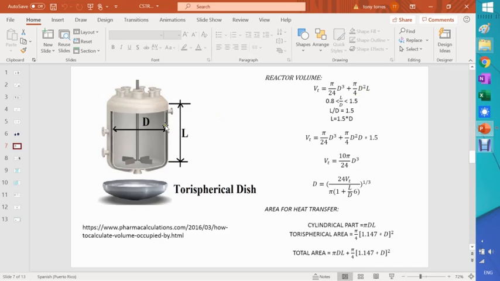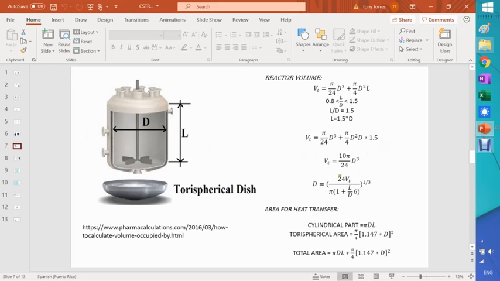Now, L over D is a ratio, and where I used to work, L/D was mostly about 1.1. That was very typical. If I say it's 1.5, I can then take this L here, use this formula, and have everything in terms of D. So I can have the volume of the vessel all based on the diameter of the vessel.